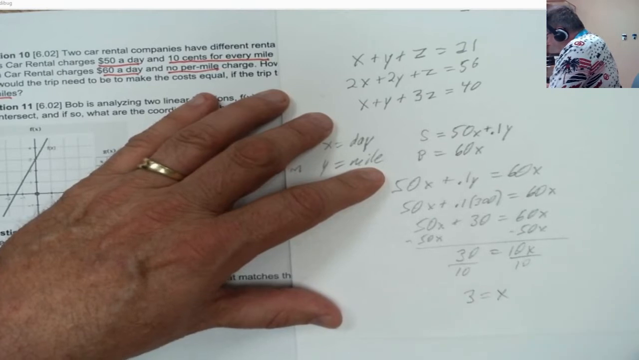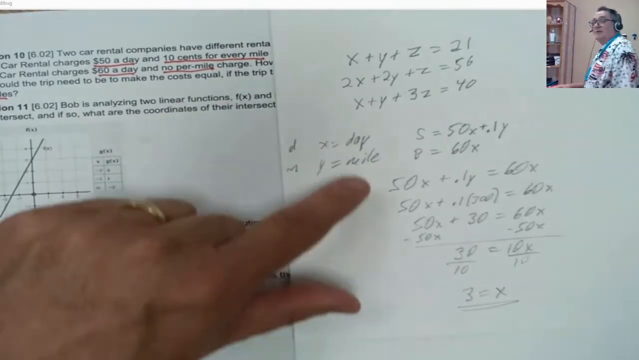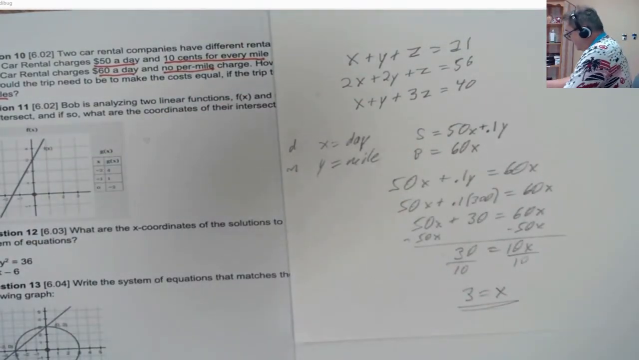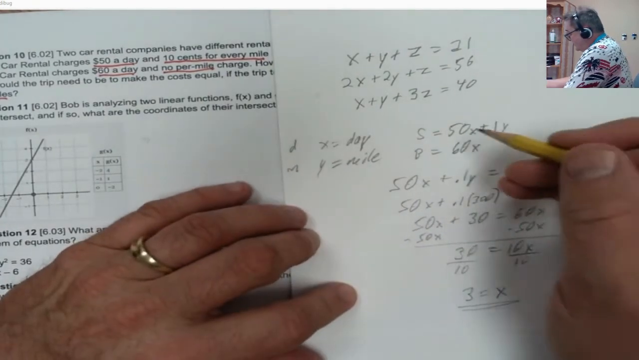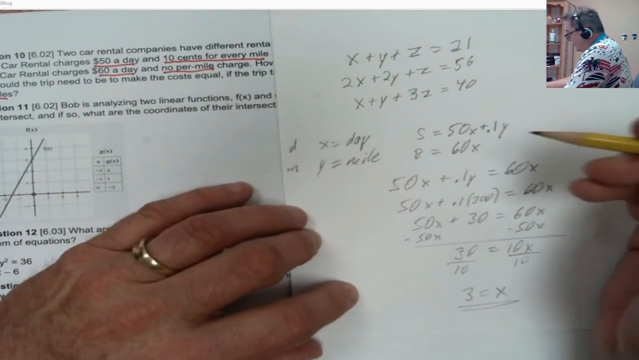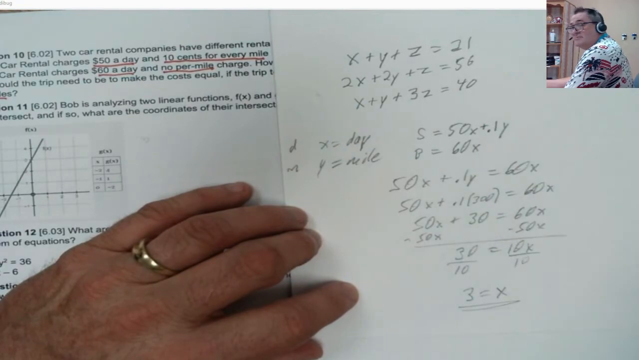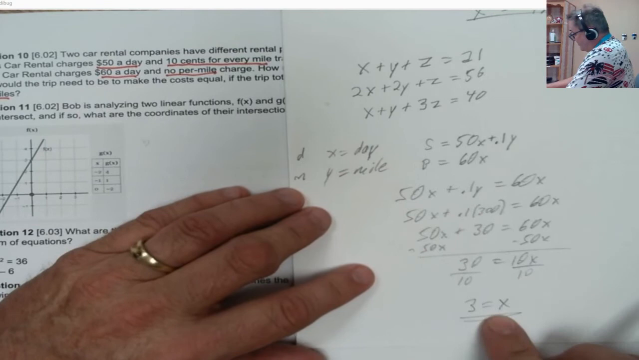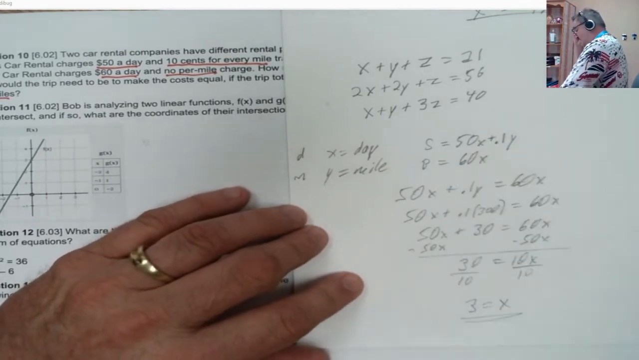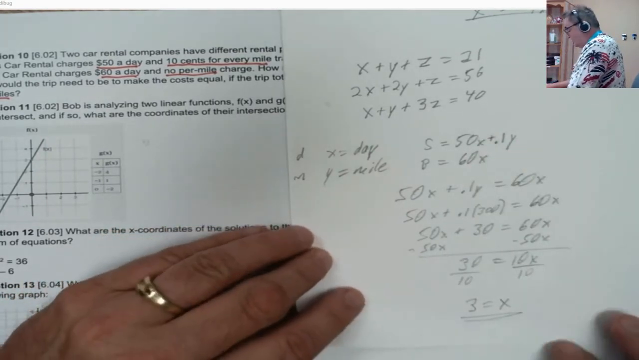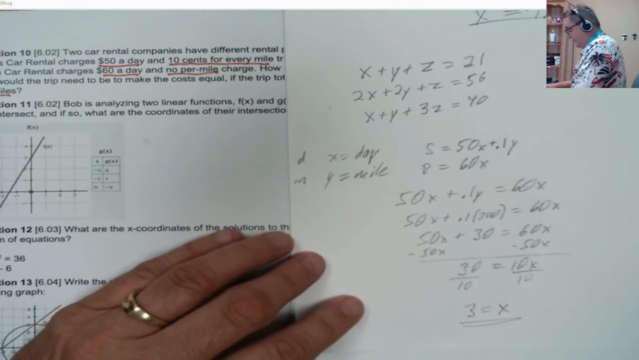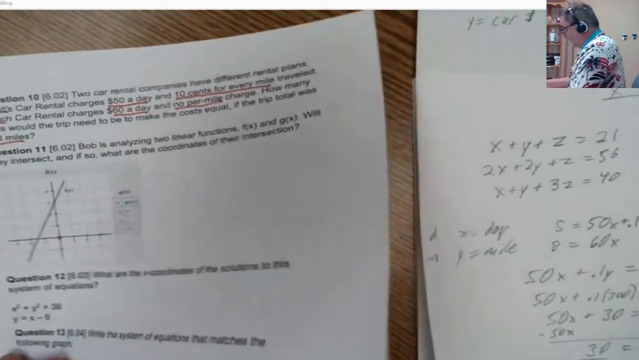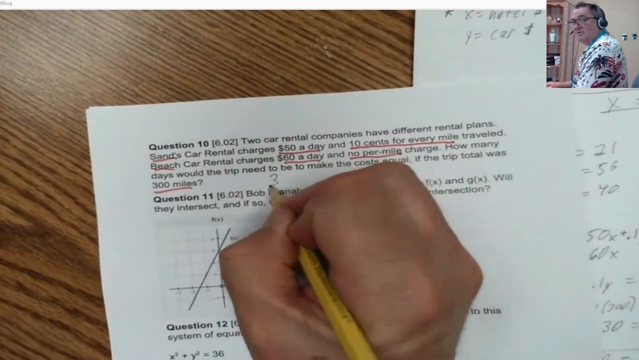If the trip was 3 days, it would cost you the same for either company. Either company would be exactly the same. 3 days would make the cost the same either way. This would be $180. If it's less than 3 days and you're going to spend 300 miles, then you'd have to see which company would help you more. But 3 days is where it's the same. So 3 is our answer.